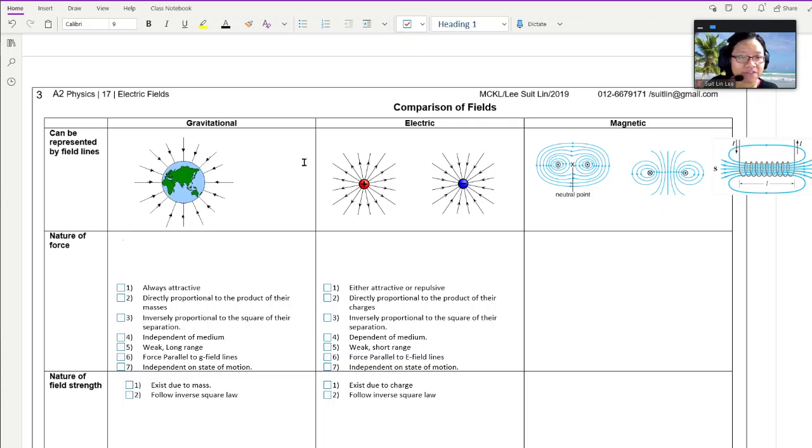So when we talk about fields, we're talking about a region of space where, if you fulfill certain properties, you will experience a force. For example, a gravitational field would be a region of space where a mass experiences an attractive force, and an electric field is a region of space where charge will experience an attractive or repulsive force. So these two are pretty similar.